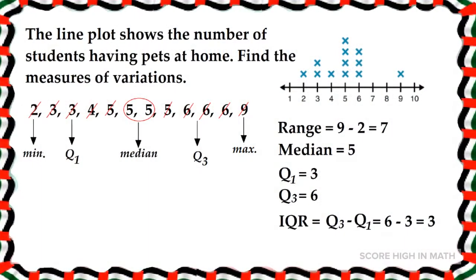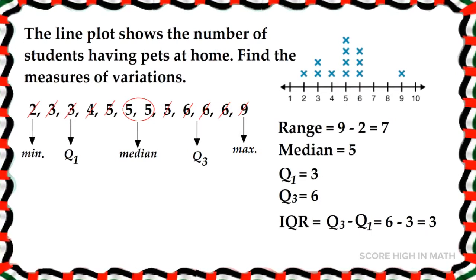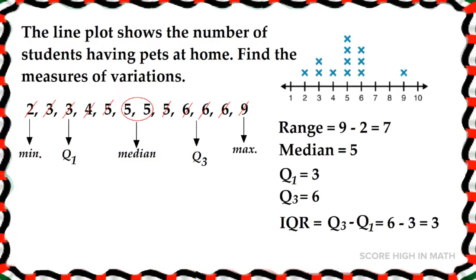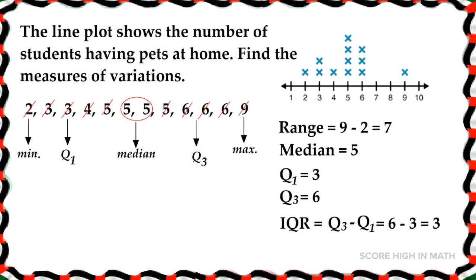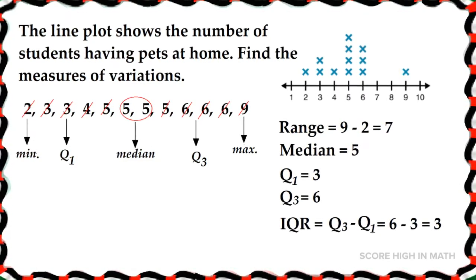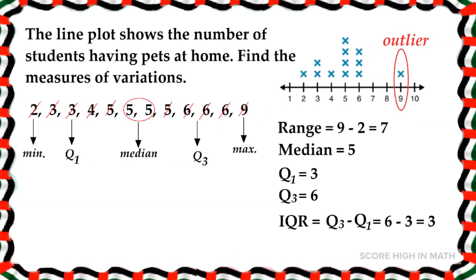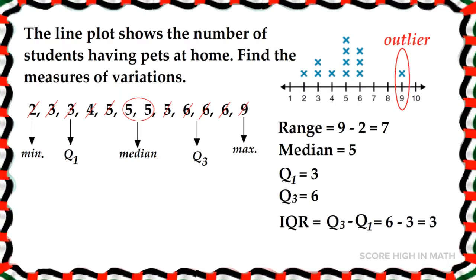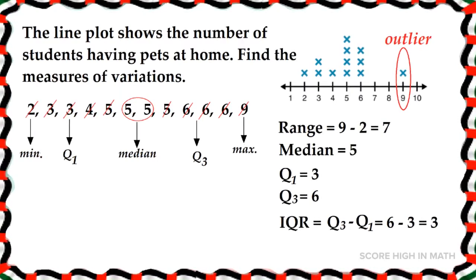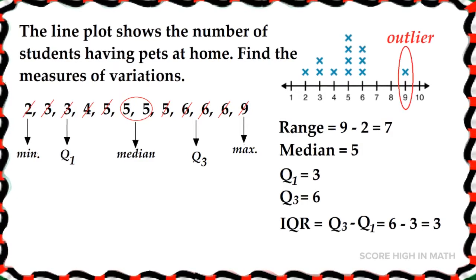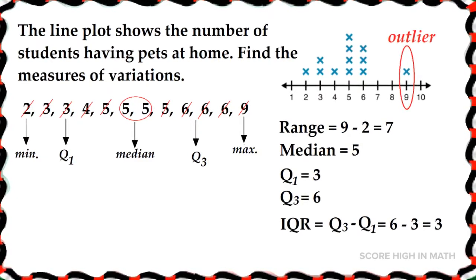To get the interquartile range, we're going to subtract the first quartile from the third quartile. Therefore, 6 minus 3 is equal to 3. 3 is the interquartile range. And to find the outlier, it is 9 in this case, because 9 is very far from the set of data which are close to each other. You can see it from the line plot.